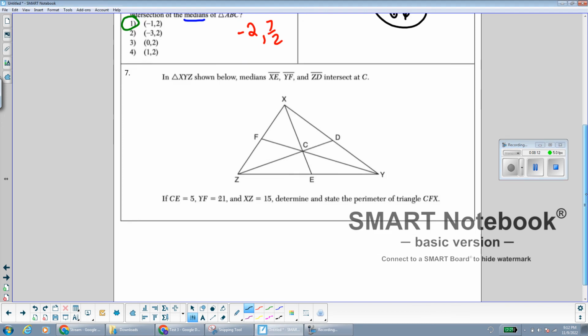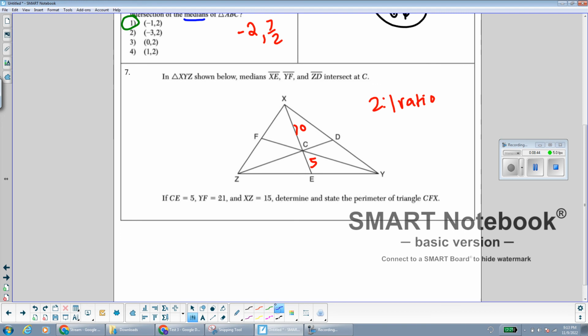Okay, next question. So we have medians that intersect at point C. So we know that medians connect midpoint to opposite vertex, and we also know that the centroid splits each of the three medians in a 2:1 ratio. So CE is 5. Okay, so that's the shorter part of the median. So if that's the one part of the ratio, the two part of the ratio would be double that, which would be 10.